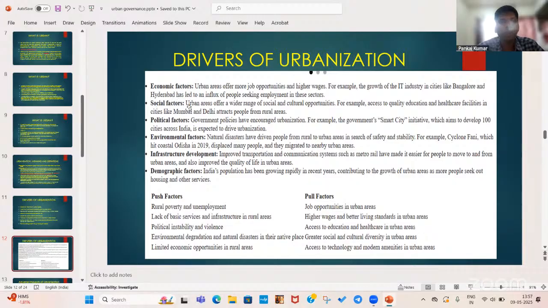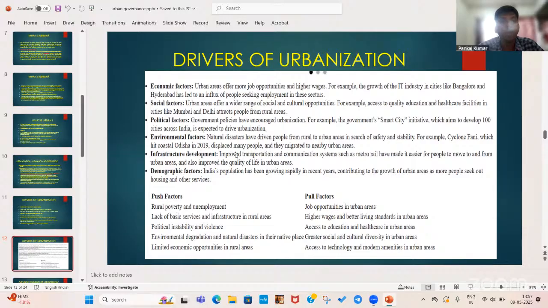Then comes the social factor. Urban areas offer a wide range of social and cultural opportunities. For example, access to quality education or healthcare facilities in cities like Mumbai and Delhi attracts people from rural areas. Okay. Then comes political factors. Government policies have encouraged urbanization. For example, the government's smart city initiative, which aims to create 100 smart cities across India, is expected to drive urbanization. So these are political factors.